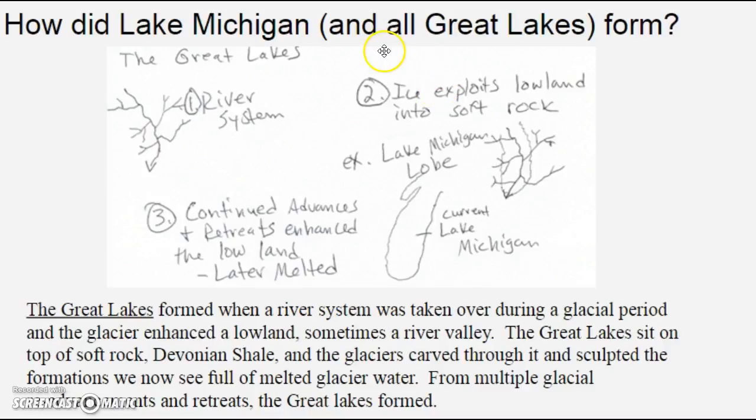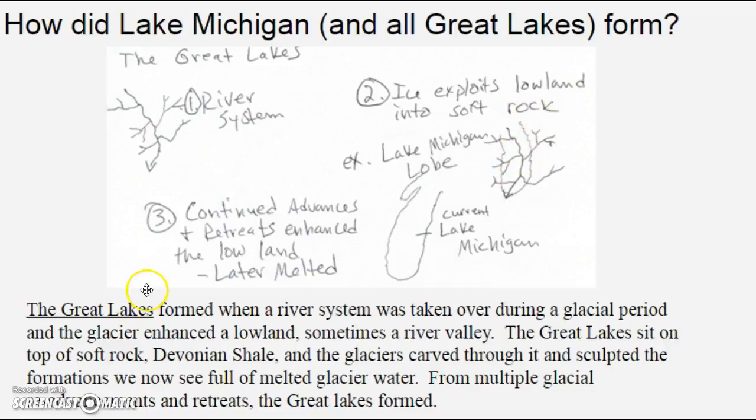Well, let's talk Great Lakes. How did Lake Michigan and all the Great Lakes form? Well, the evidence shows that the Great Lakes were once just river systems, and those river systems provided a path for glacial ice to flow through. Ice exploits low land into soft rock. So we could see that continued advances and retreats enhanced the low land, and it later melted. So this lobate shape that we see of Lake Michigan today is very much a characteristic of glacial ice, and it's a land feature, a structure, a shape even, that was once these rivers that were just further enhanced by advances and retreats.